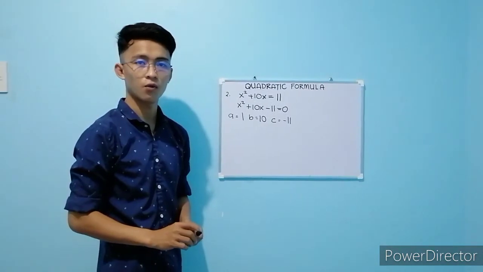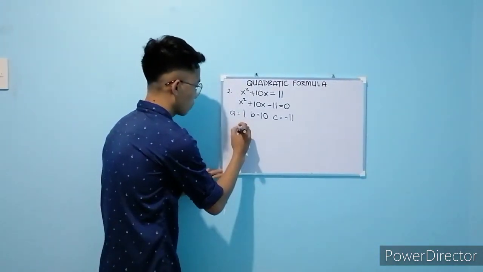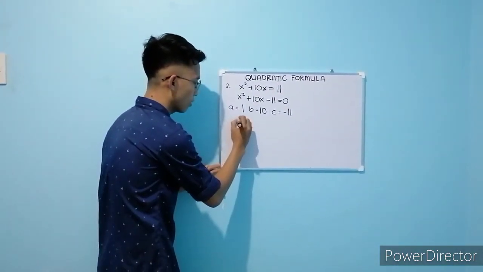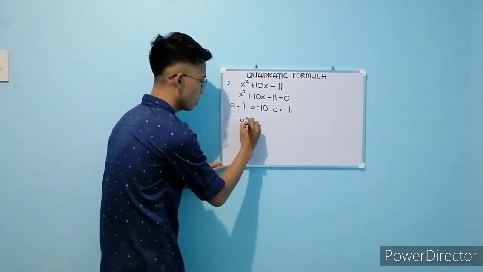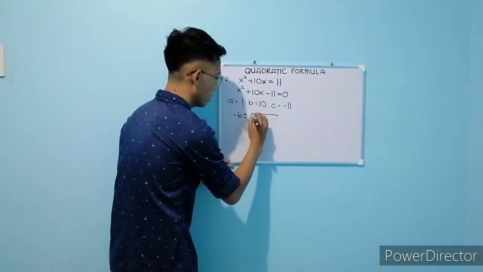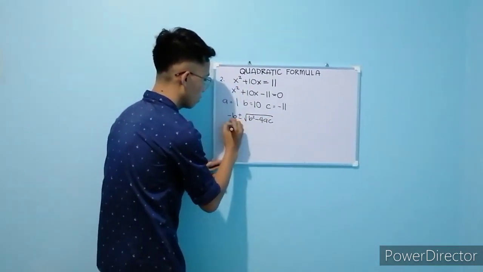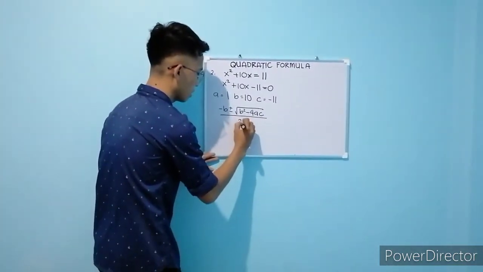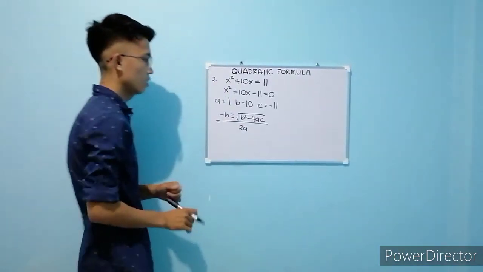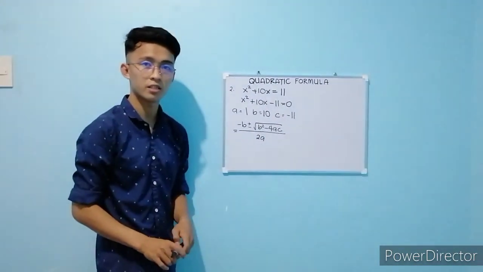So we can now use these three values to solve using the quadratic formula. So what's the quadratic formula again? We have negative b plus or minus the square root of b squared minus 4ac over 2a. Let's substitute the values of a, b, and c.